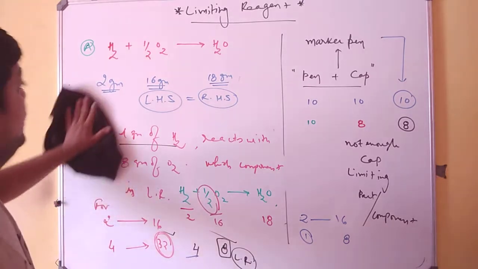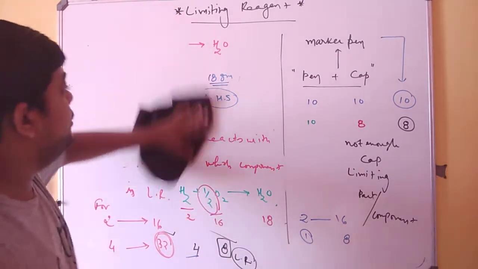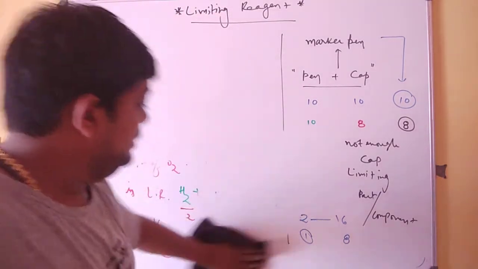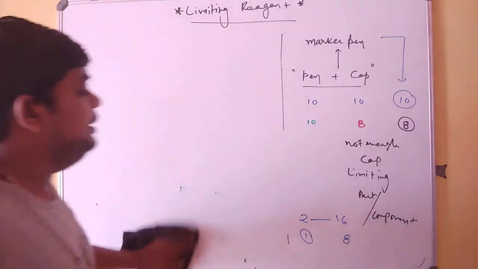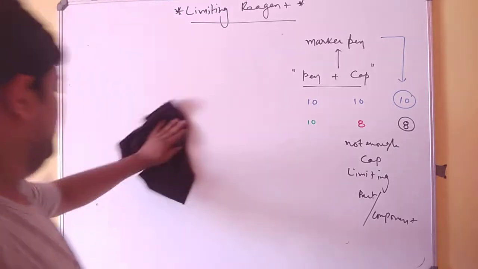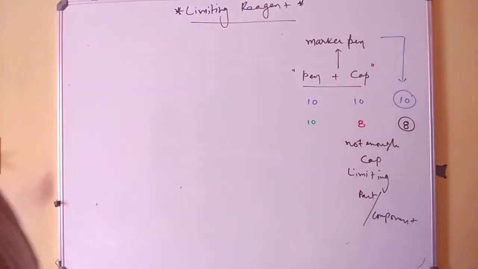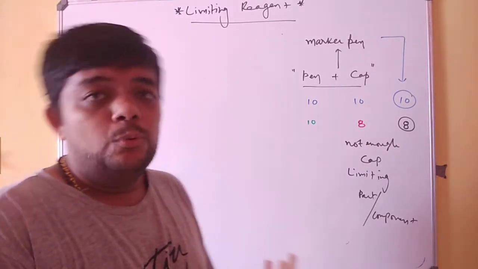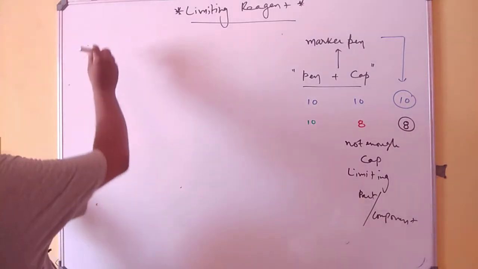Now, we will be undertaking 2 to 3 more examples, just finding out the limiting reagents. And once we are confident with the limiting reagent, then we will be moving further. Let us take an example.